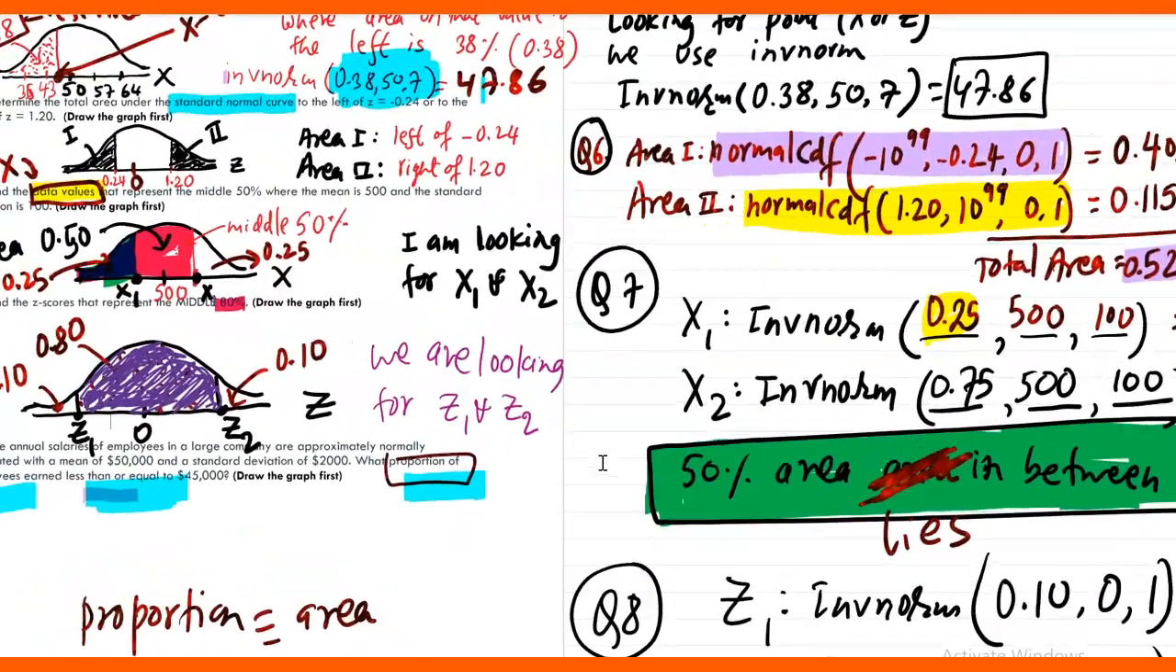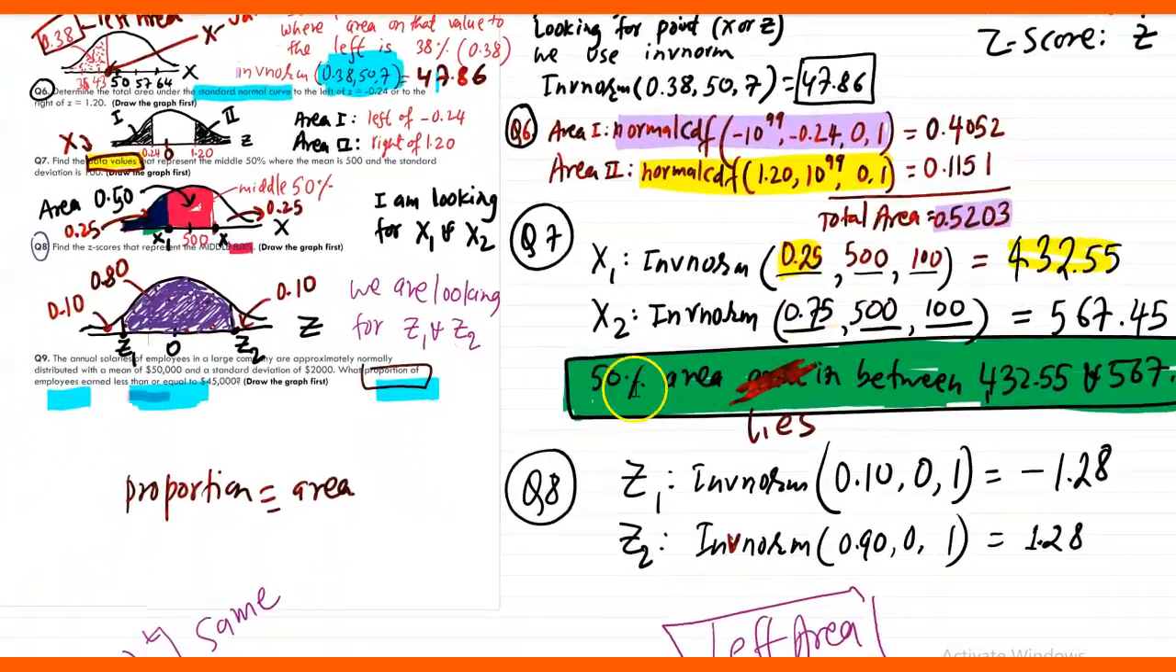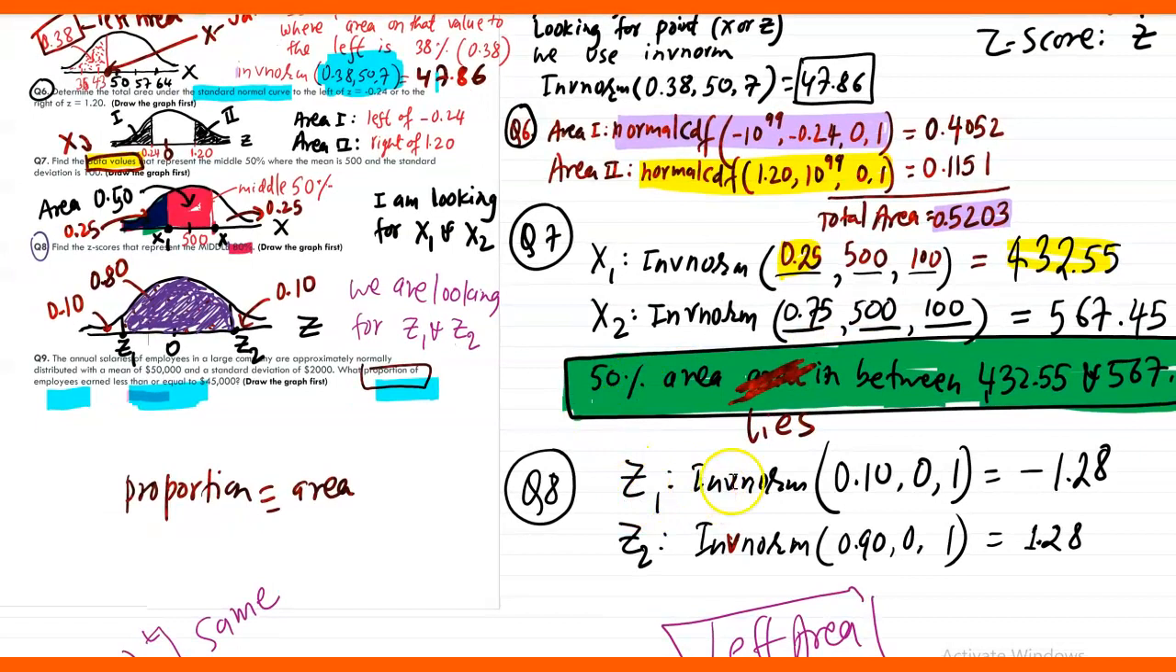Therefore, how do you find z1? Again, same idea. Use invNorm. To find z1, use invNorm 0.10. Remember this, the left area from that z1 that I am looking for, comma 0, comma 1, it gives you minus 1.28. That's this point here. z1 is minus 1.28.